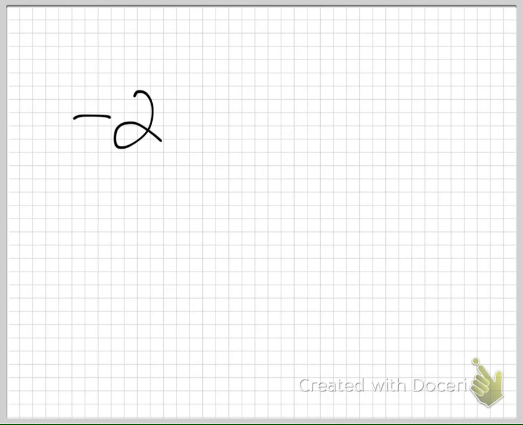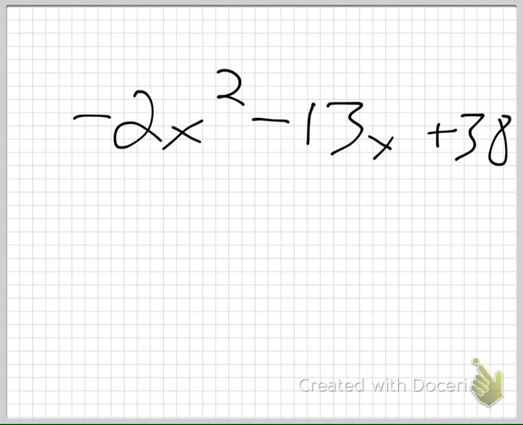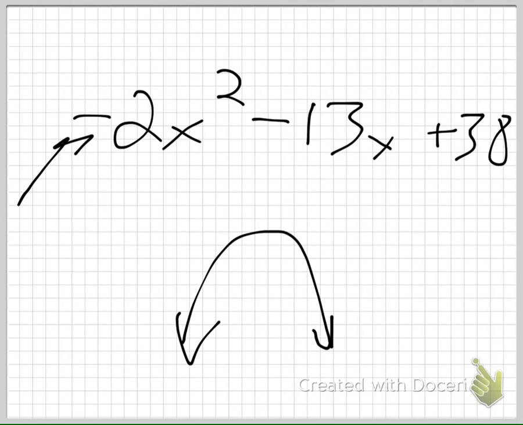If I had negative 2x squared minus 13x plus 38, guess what this is? This one is a negative parabola. It's an upside down parabola because of that negative right there. It's a negative leading coefficient. Makes it upside down. Okay?